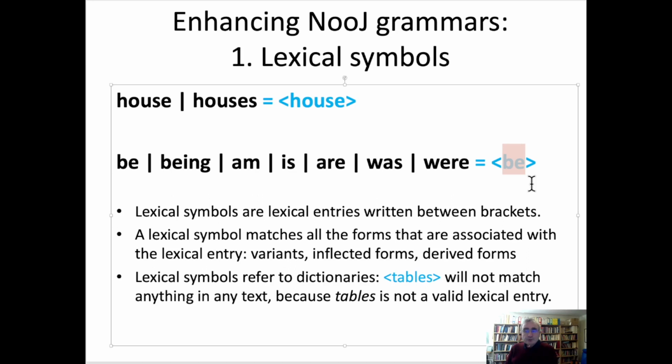It's very important to understand that what you write between angle brackets has to be a lexical entry. So for example, if you type in tables between brackets, it will not match anything, because there is no such thing as a lexical entry tables in the text. So be careful, make sure that what's between the angle brackets is a valid lexical entry.